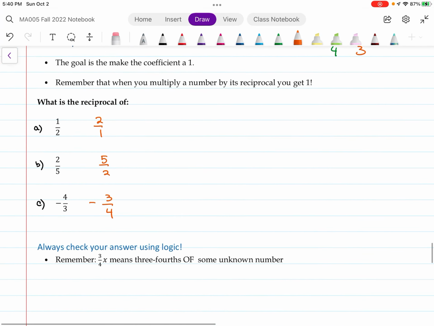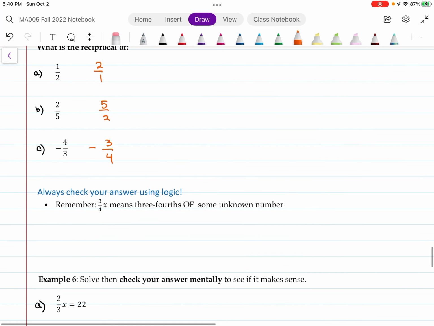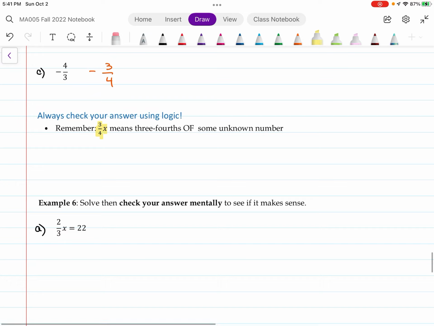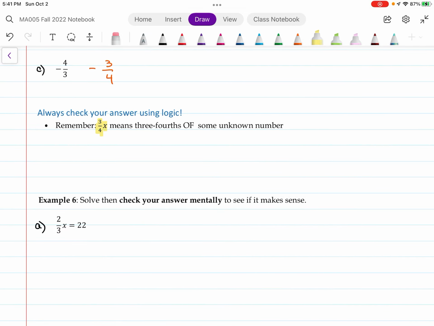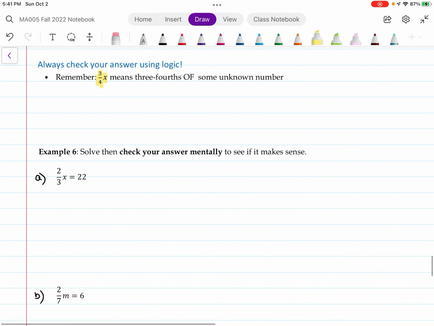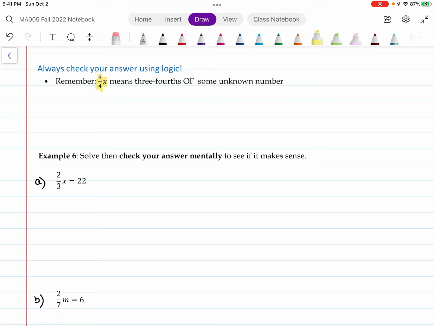All right. So we're going to also remember to try to check answers by using logic. So remember, when you have something that looks like this, 3/4 with an x next to it, it means 3/4 times x, or 3/4 of some unknown number. So 3/4 of some unknown number equals something. So try to keep that in mind while you're doing these problems. It'll make them just a little bit easier to make sense of. All right, so solve, then check your answer mentally to see if it makes sense.